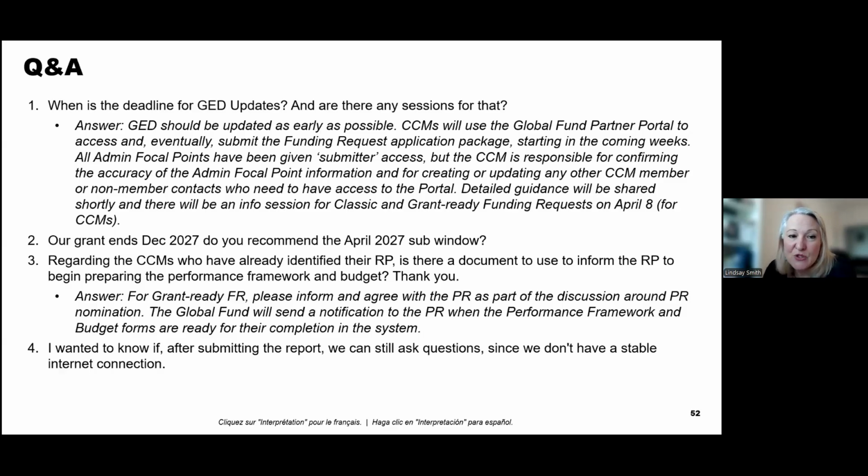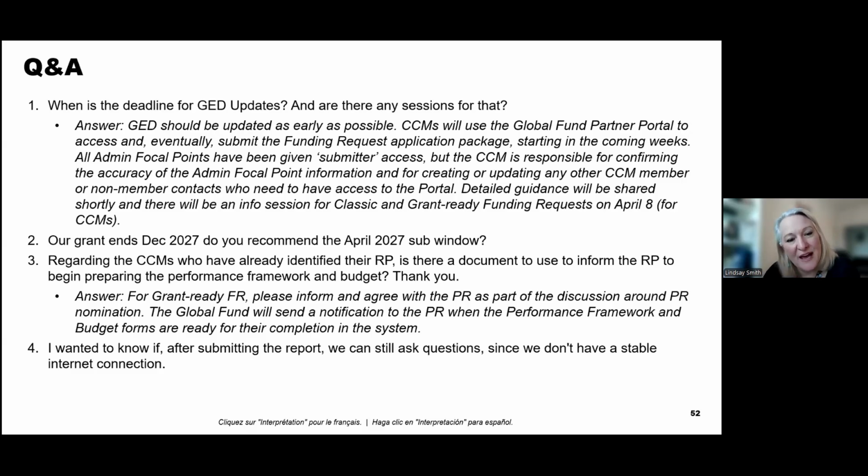Regarding the CCMs who have already identified their principal recipient, I think we've already answered this question: is there a document to inform the PR to begin preparing? If the grant ready route is selected, the principal recipient will receive the documentation to complete through the partner portal.